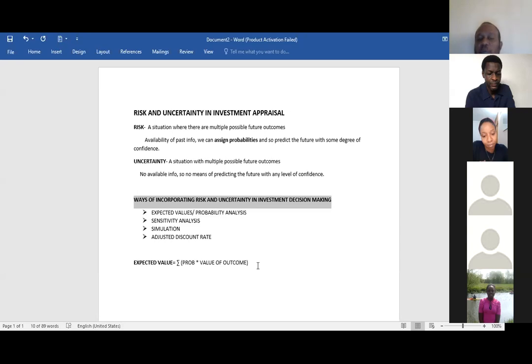What is important for me to say is that sensitivity analysis is not really a way of incorporating risk, because sensitivity analysis doesn't deal with probabilities. Do you get that? Yeah. So strictly speaking, sensitivity analysis doesn't really incorporate risk because it doesn't assign probabilities. Now with sensitivity analysis, what happens is we keep all other factors constant and vary one factor.